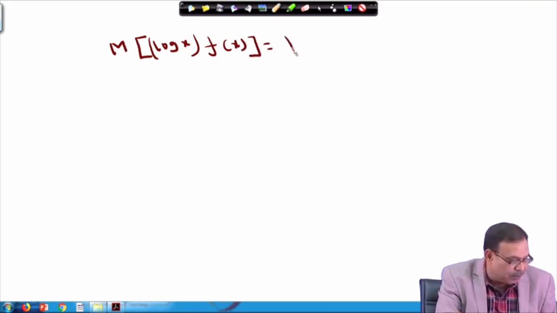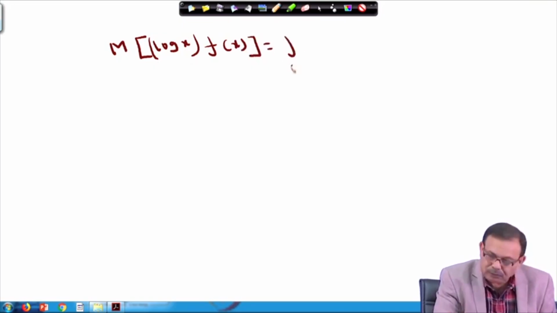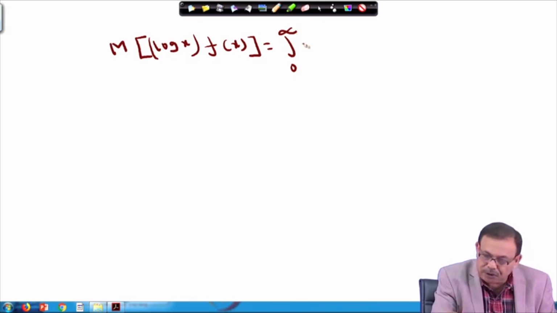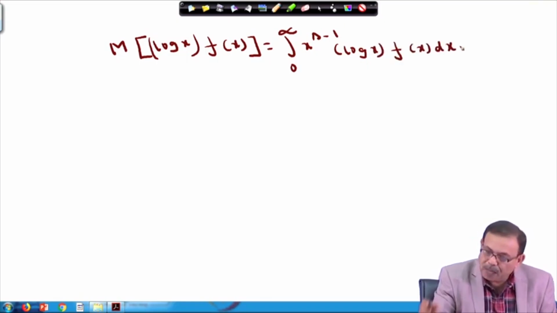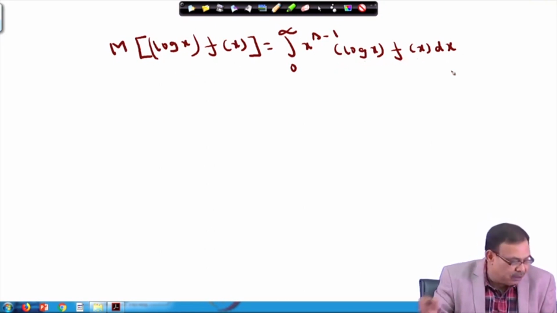From the definition, you can write it as the integral from 0 to infinity of x to the power s minus 1 into log x into f(x) dx. Once I write this from the definition, the Mellin transform of log x f(x) equals the integral from 0 to infinity of x to the power s minus 1 log x into f(x) dx.